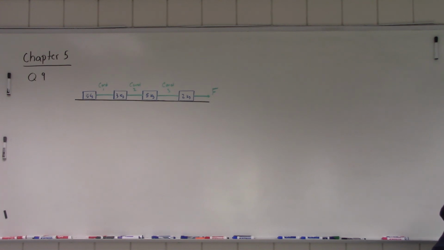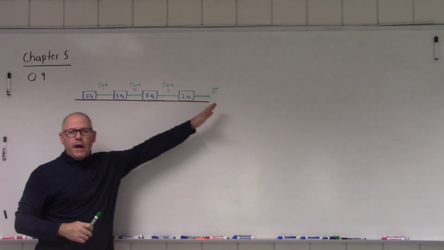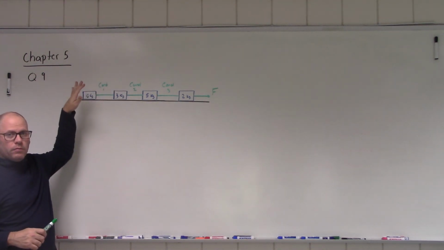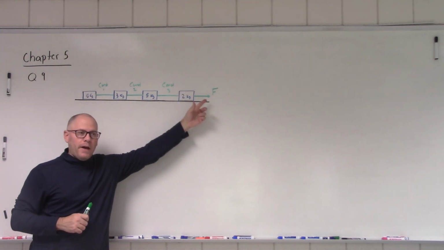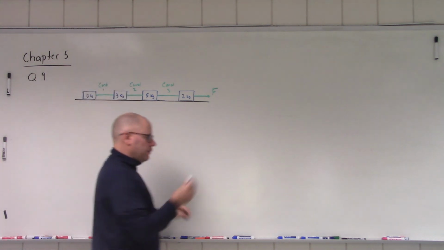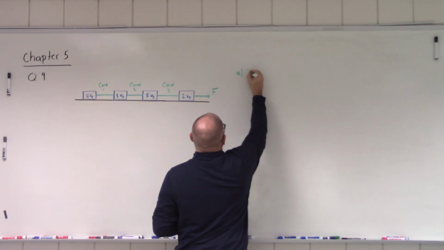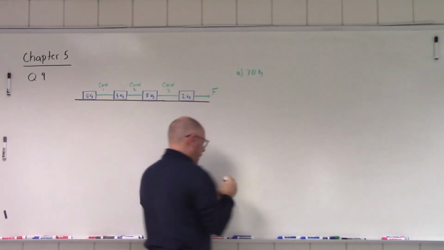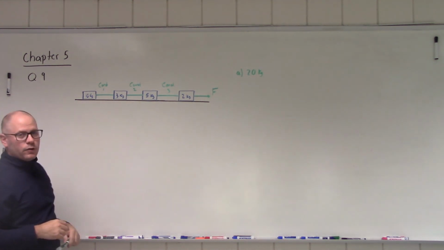So it says, what total mass is accelerated to the right by the force F? Okay. Well, when I look at this, force F has to accelerate all of this. So it's not just accelerating this one just because it's touching it. Actually, this force F has to accelerate everything. So the answer to A is 20 kilograms. And I know that because I have 2 plus 5 is 7, plus 3 is 10, and 10 and 10 is 20. Okay.